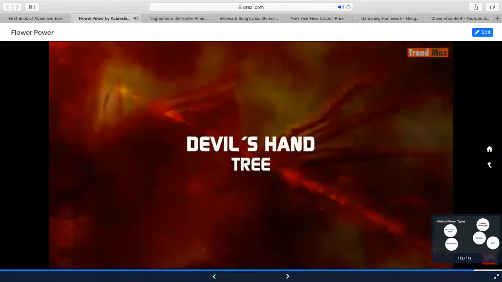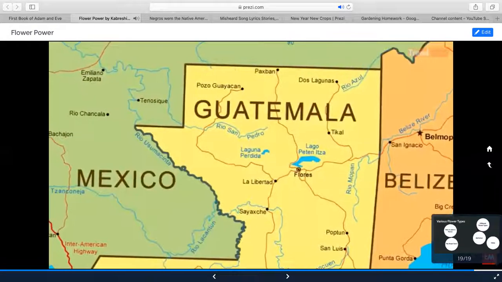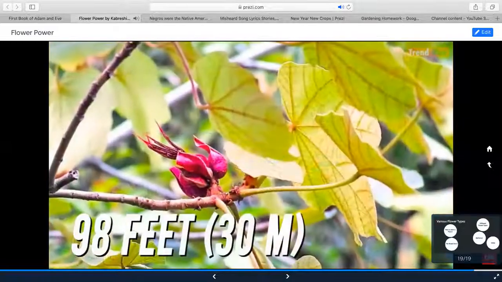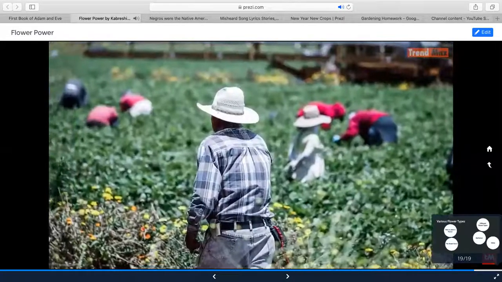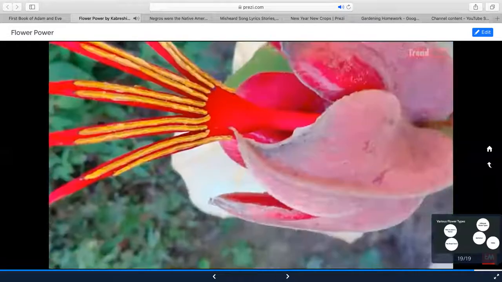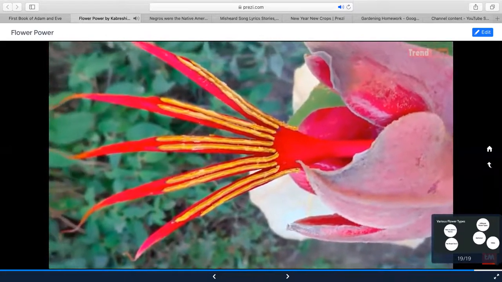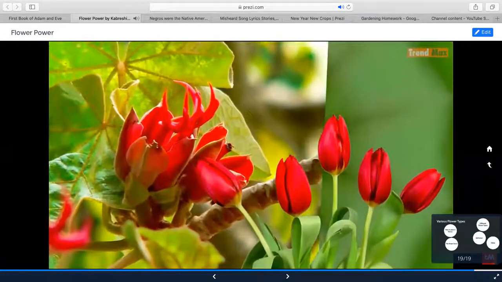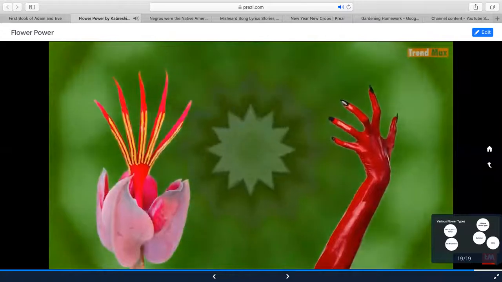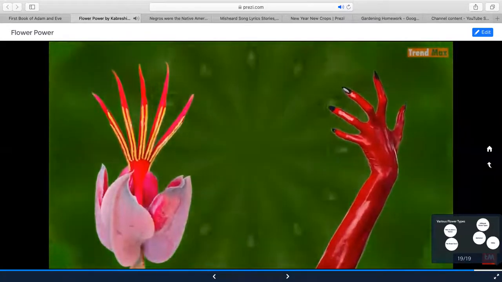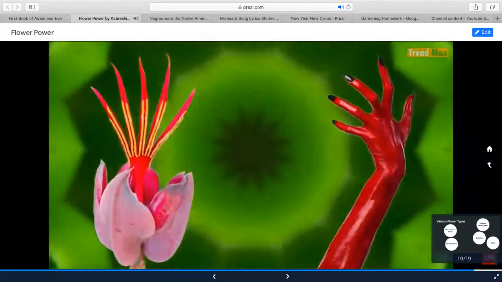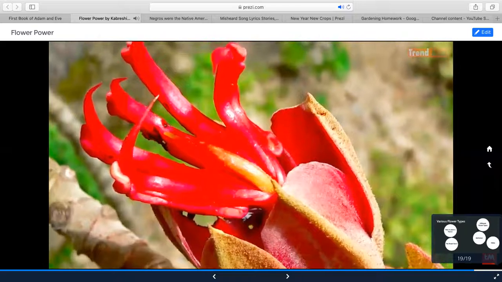Devil's Hand Tree. It's native to Guatemala and southern Mexico and can reach up to 98 feet tall and was revered by the indigenous peoples of the area. Currently, it is known worldwide for having one of the darkest flowers you can find, which has a very similar shape to a tulip, and 5 stamens that are half crooked and give it a disturbing appearance similar to a hand.